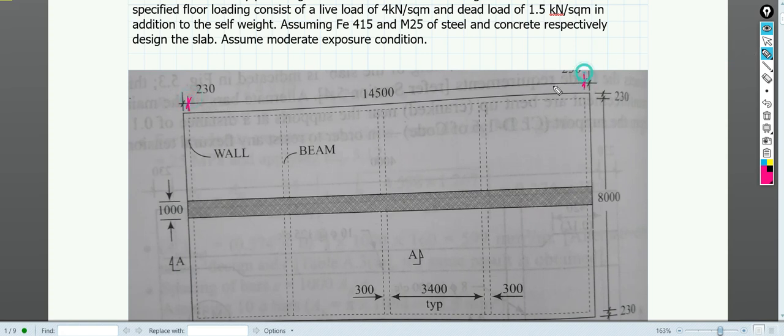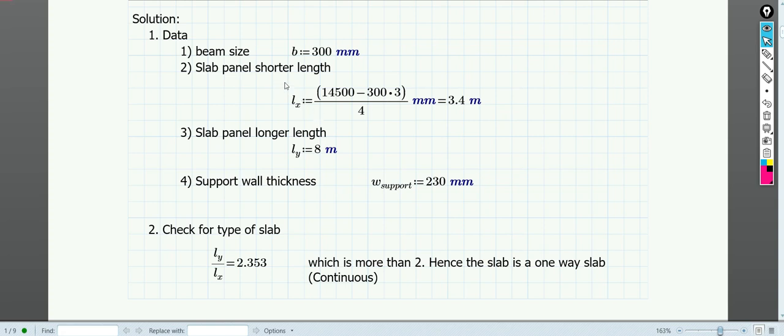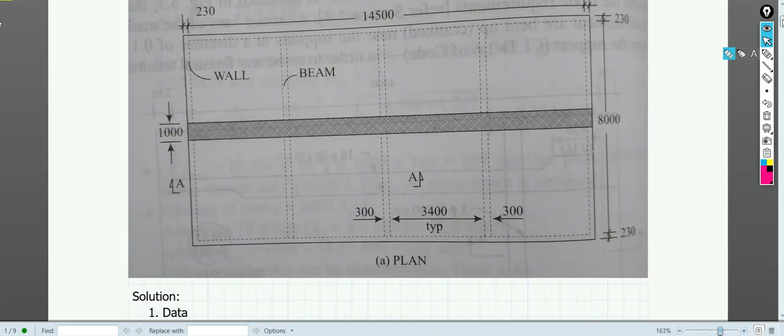It is 14.5 meters minus the width of the beams, that is 300 mm, for 1, 2, 3 beams. There are 4 slabs, so divide by 4. That's how you can calculate the width of the shortest side, which is around 3.4 meter, and the longer side is 8 meter. You can see the figure here. This is from the side of the beam to the side of the beam. This is the clear span, 3.4 meter, and obviously the length is 8 meter.